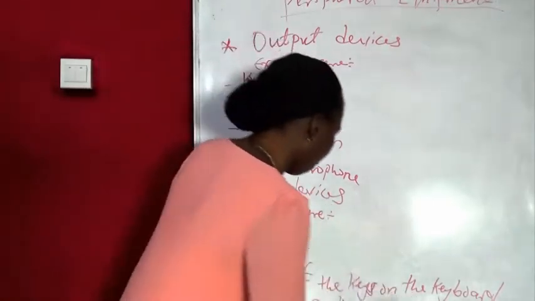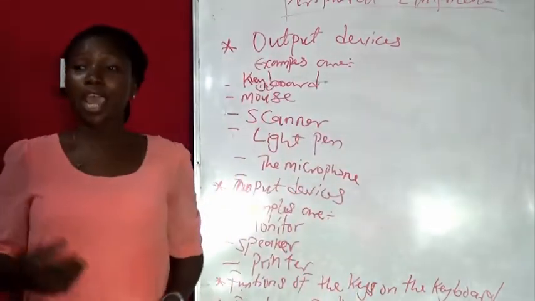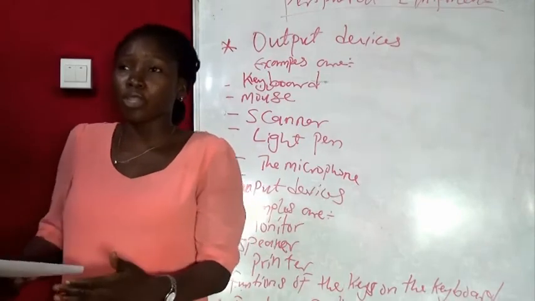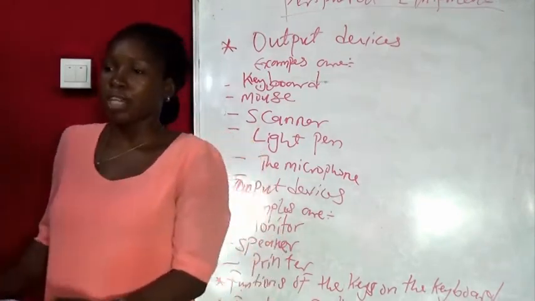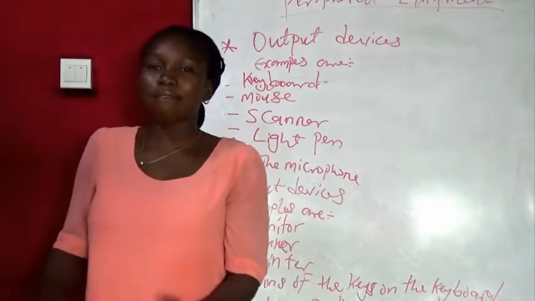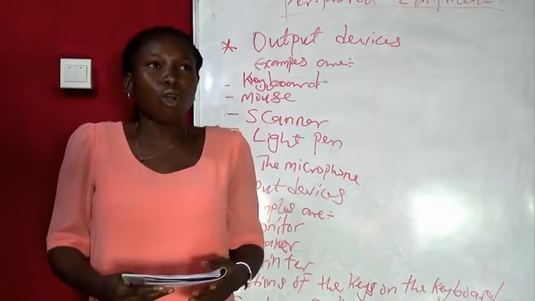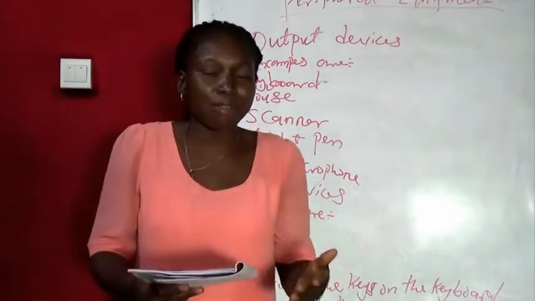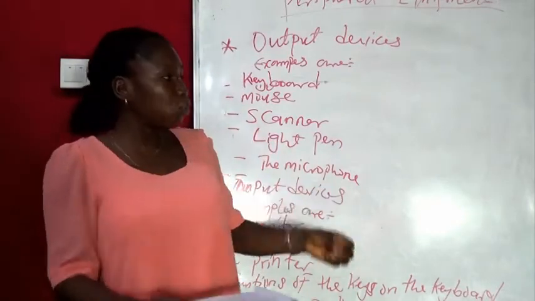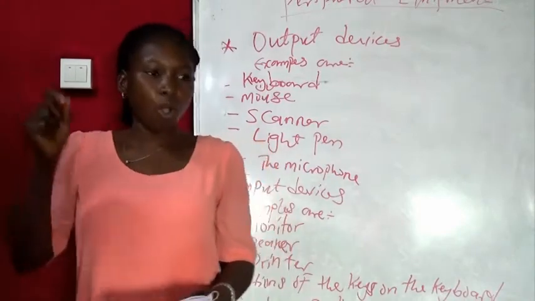Another example of an input device is your microphone. Your microphone helps you to record your video, your audio, or probably your voice into the computer. It helps you to record whatsoever you want to speak. Probably there are some people that, whenever they want to communicate, prefer talking to writing. So through your microphone, you can do your voice record into the computer.